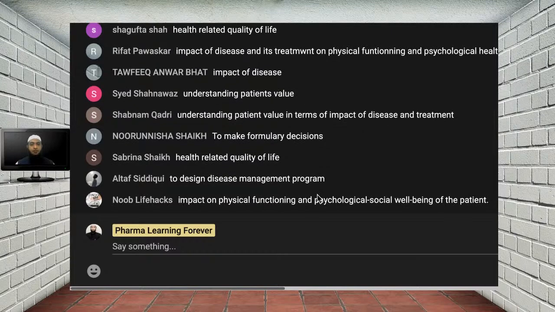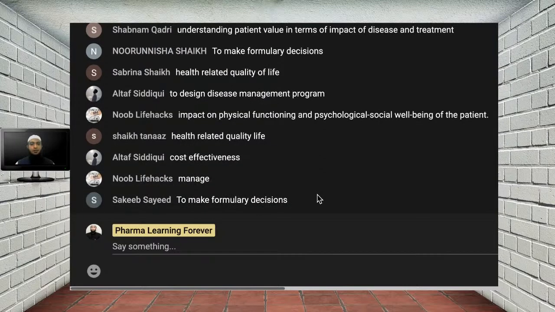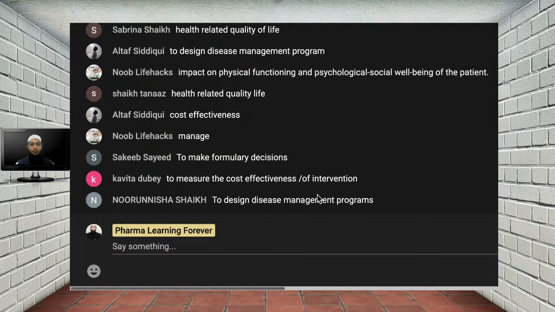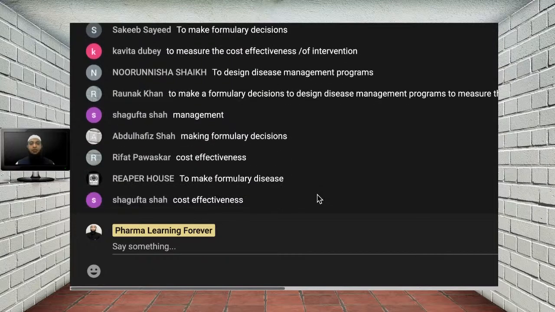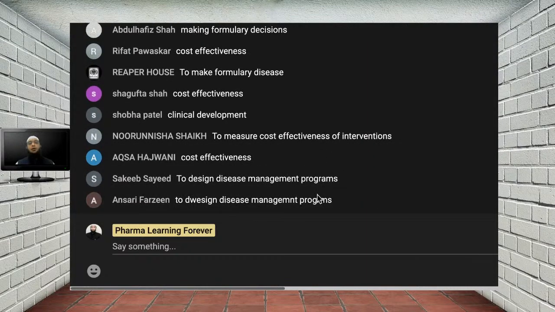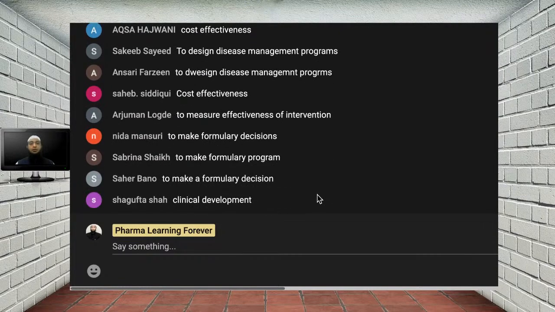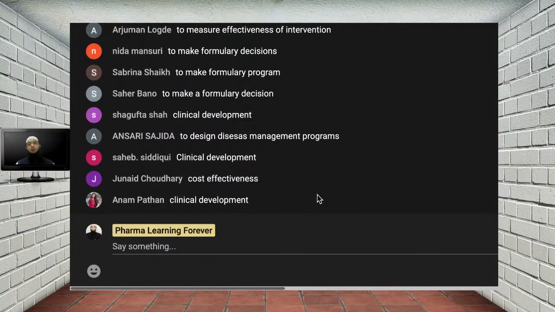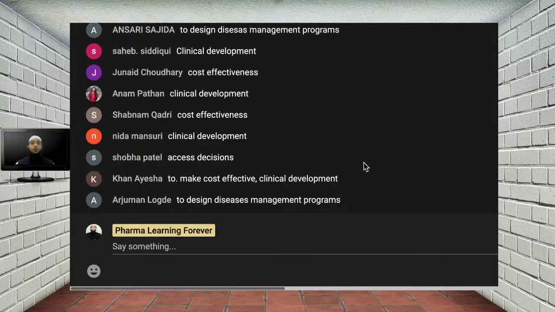Yes, so the first answer, again given by Nurul Nisa, is to make formulary decisions. Altav has mentioned to design disease management program. Yes, so this is the second use. Third, Kavita has mentioned to measure the cost effectiveness of intervention. Yes, so these are the three important uses of pharmacoeconomics. Something related to formulary decision, then disease management program, and third, related to the cost and benefit, or the cost effectiveness analysis. That is done by using pharmacoeconomic study.